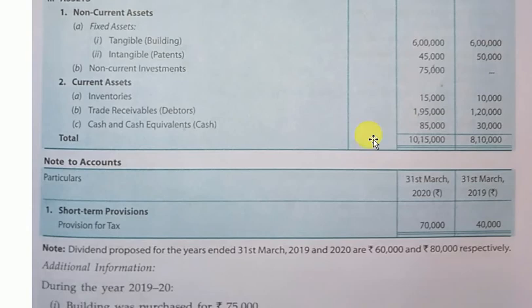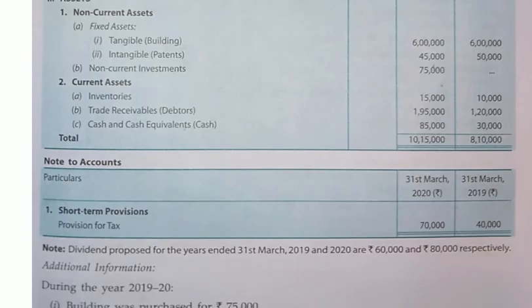And the last part of the current assets shows cash and cash equivalents. Previous year is 30,000, current year is 85,000. So this we all know, cash and cash equivalent is not a part of any of the activity. 30,000 will go in your point number 5, cash and cash equivalents in the beginning of the year, and 85,000 will be point number 6 to match our answer.